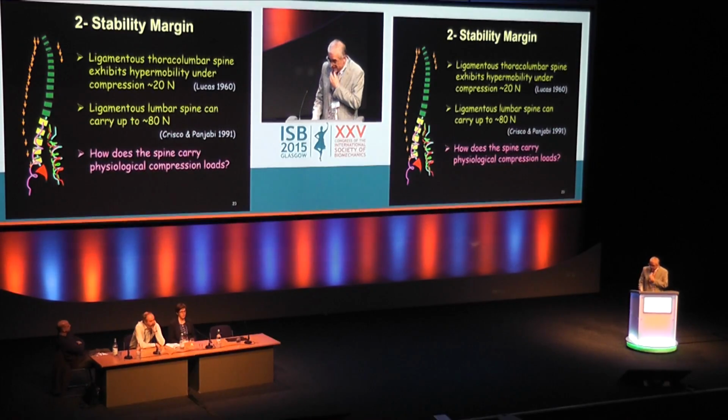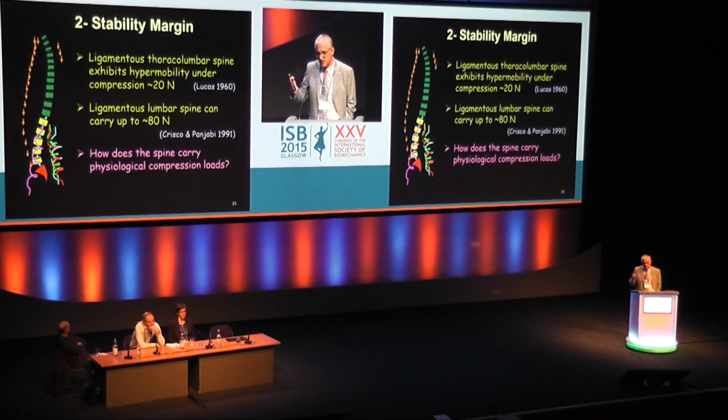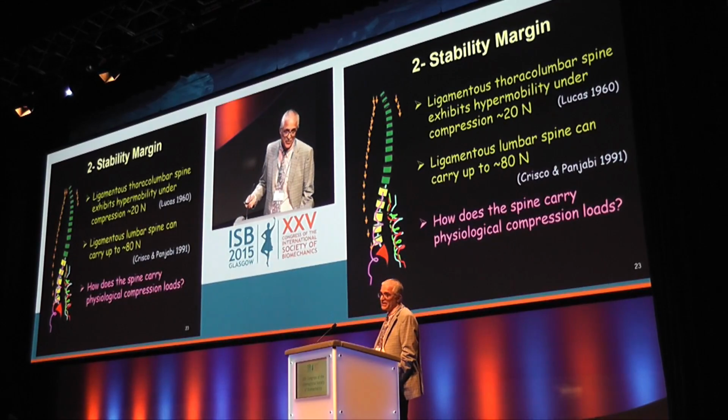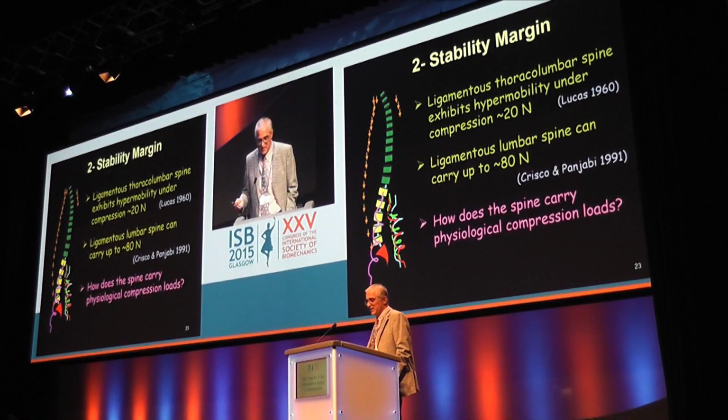Now I go to the second part of the talk, on stability. Our model studies plus experiments of Lucas in the 1960s show that the total ligamentous thoracolumbar spine, T1 to S1, can carry only up to 2 kilograms of conservative load before reaching instability. And by instability, you can consider hypermobility, which is also well comprehended by our clinical colleagues. Then, if you consider only the lumbar spine, you have about 80 Newton to 100 Newton maximum load you can apply before instability. Then the question is, how could the spine carry 3, 4, 5, 6,000 Newton under various tasks?